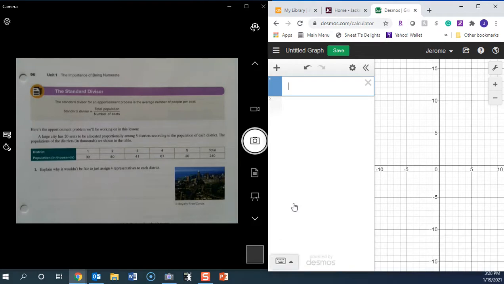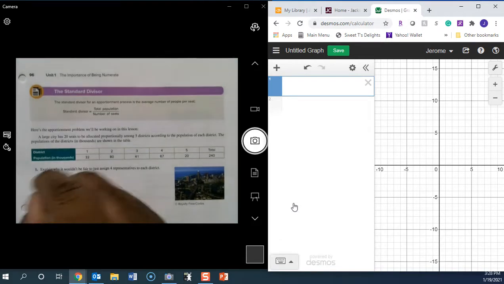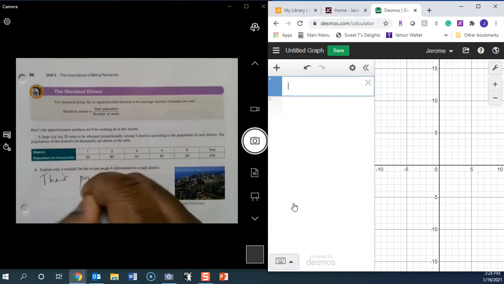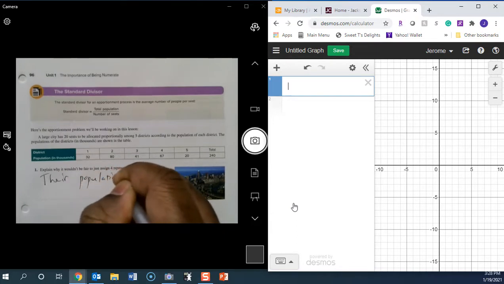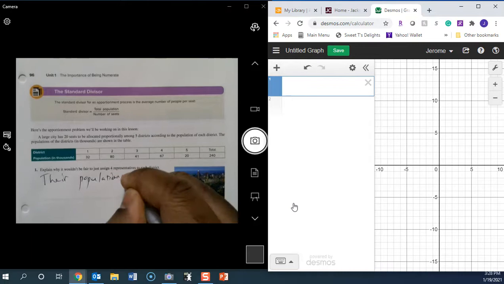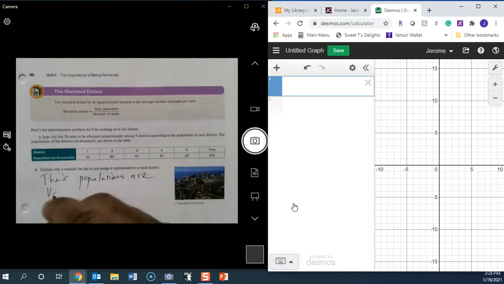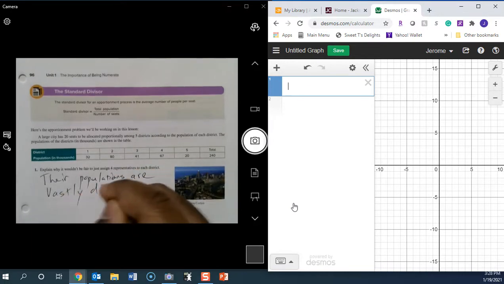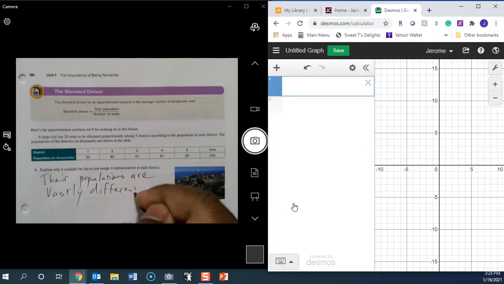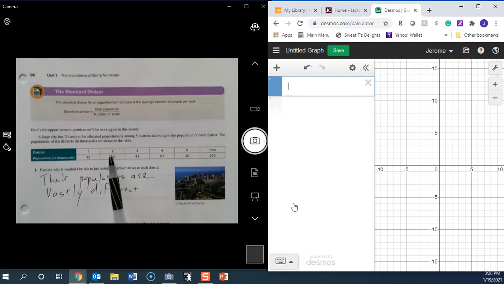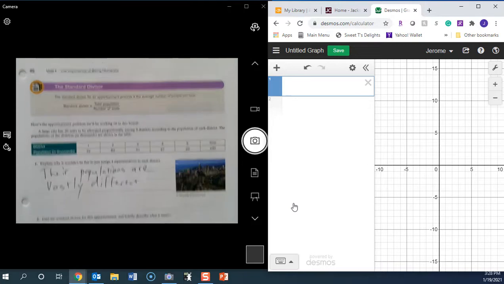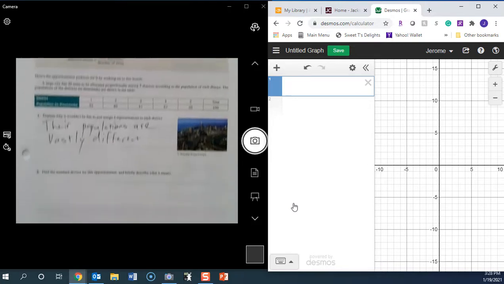And the reason why that wouldn't be fair is because their populations are vastly different. Because if you look at District 2 versus District 5, they have 4 times the population. So why should they get the same amount of representatives? That wouldn't make sense, or the same amount of seats.